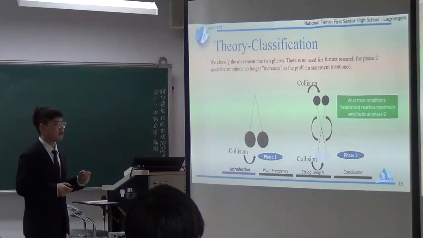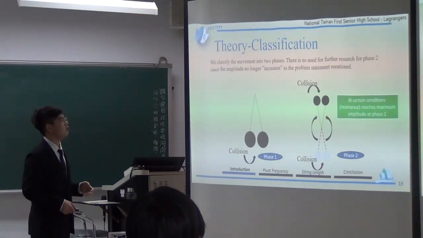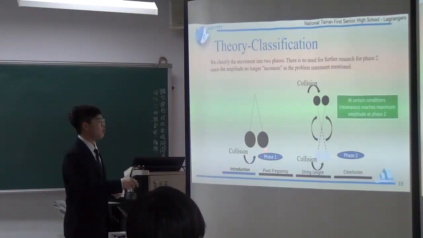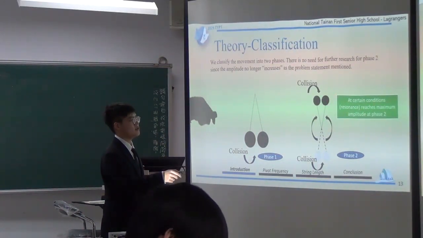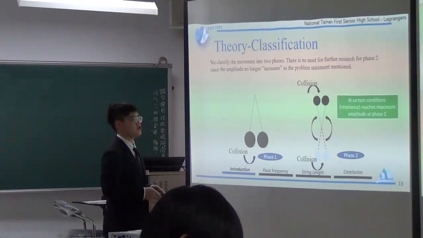Next, we would like to classify the phases for the lato-lato. So at the first phase, the collision will only happen downward. And at the second phase, the collision will happen at the 2 sides. So this will only happen at the resonance conditions.